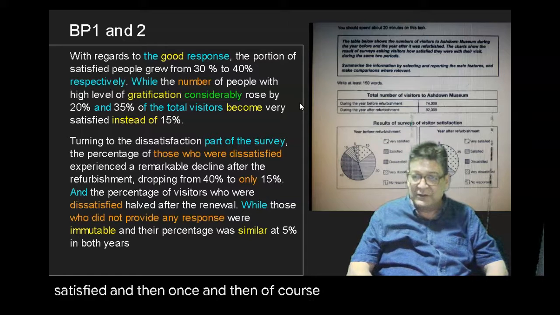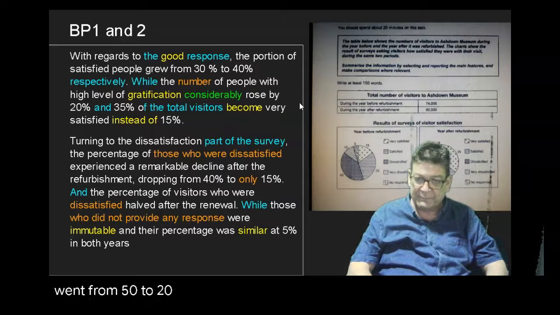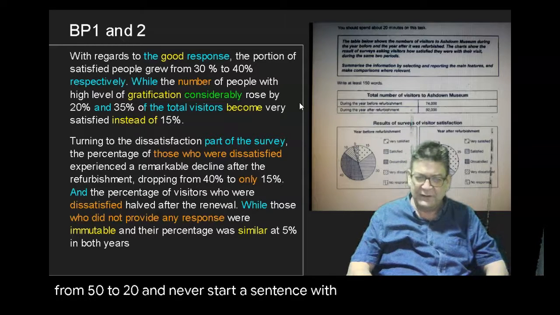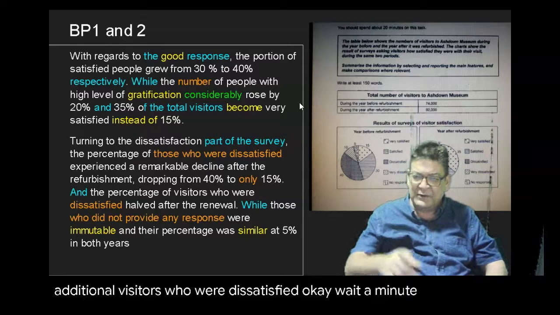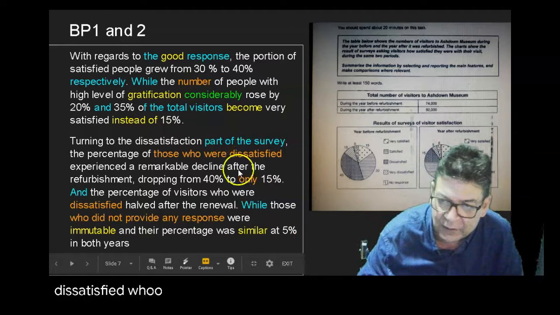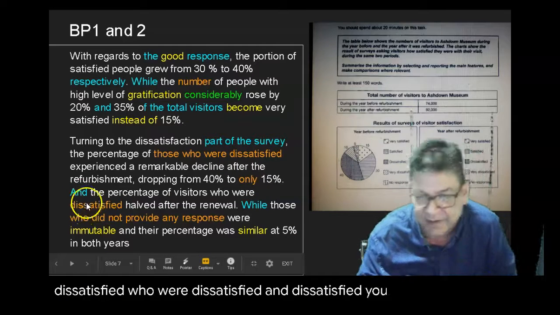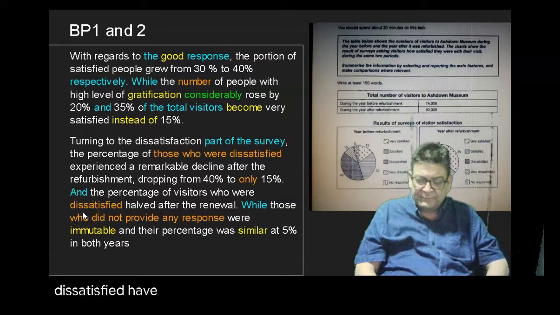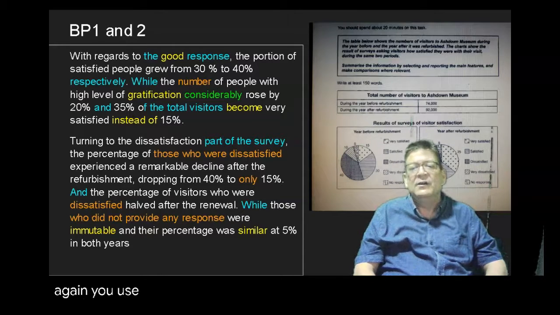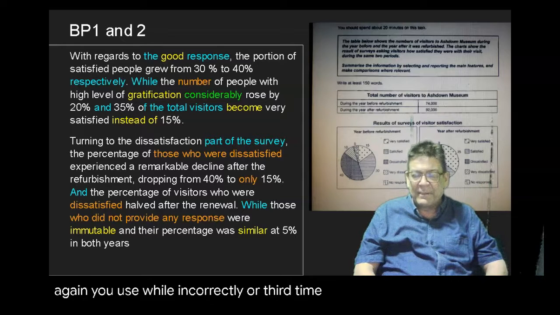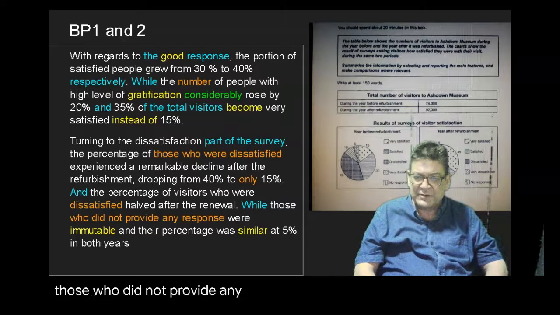And then of course, instead of 15 and 5, we went from 50 to 20. And, never start a sentence with and. The percentage of visitors who were dissatisfied. Okay, wait a minute. You had dissatisfied, who were dissatisfied, and dissatisfied. You meant to say very dissatisfied. Have. Okay, fine. Have after removal from 10 to 5%. And once again, you use while incorrectly for the third time with just one idea. While those who did not provide any response were immutable.